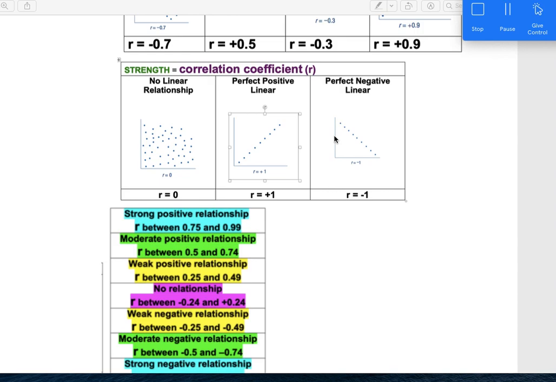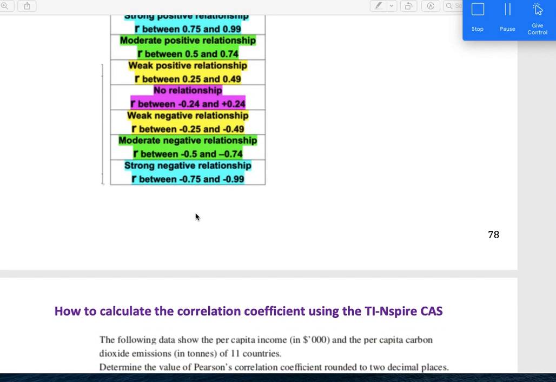So we use this table to categorize. So if your R value is anywhere between 0.75 and 0.99, it would be a strong positive relationship. And then we've obviously got all those categories there. So once you've found your R value, which you use your calculator if it's not given, once you find your R value, you can then describe the strength according to this table.